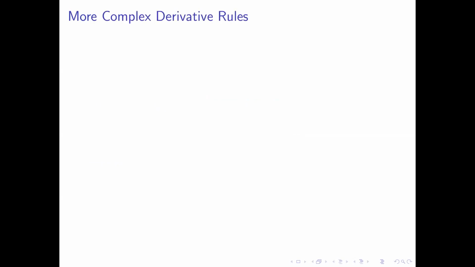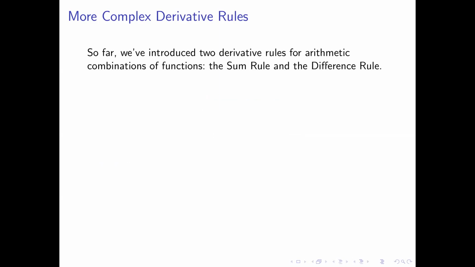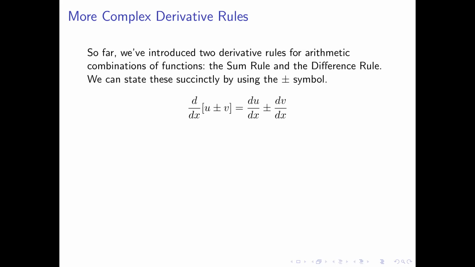We're turning now to some more complex derivative rules than the ones we've introduced up to this point. Especially when you think in terms of arithmetic combinations of functions, we have two derivative rules for those right now: the sum rule and the difference rule. We can state these together using the plus or minus symbol because they're so similar. They say that the derivative of the sum or difference of u and v, where u and v here are functions of x, can be found by taking the derivative of each term and then adding or subtracting the derivatives. Use the same operation as you used to join the functions originally.